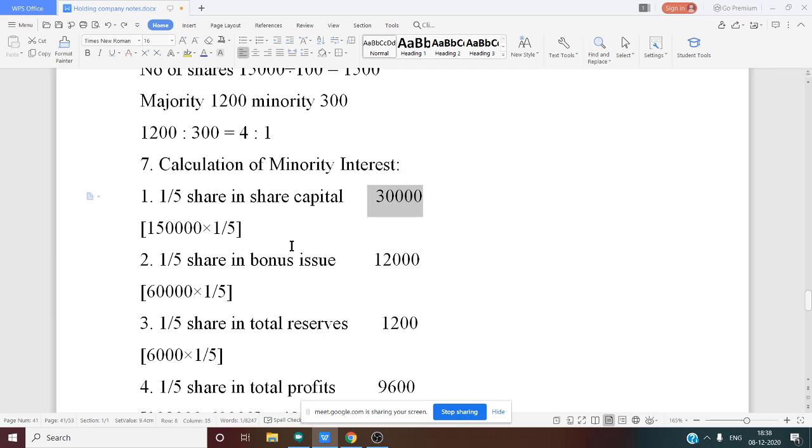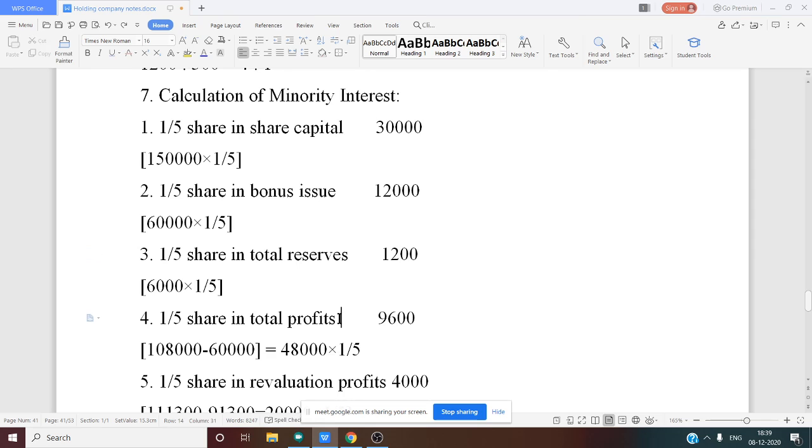Next, the bonus share, which is given in the adjustment as 60,000, not recorded in the books, and taken from pre-acquisition profit. So 1 by 5 of 60,000 is 12,000, the share in bonus issue, shown separately. Next, the third one is reserve. The total reserve given in the balance sheet for the subsidiary company is 6,000. Taking 1 by 5, 1,200 is the share in total reserve.